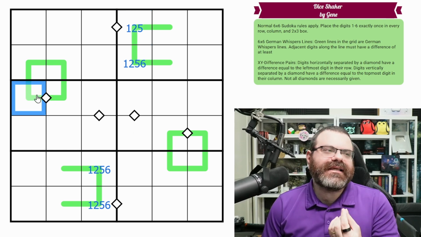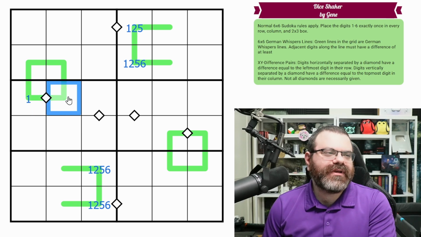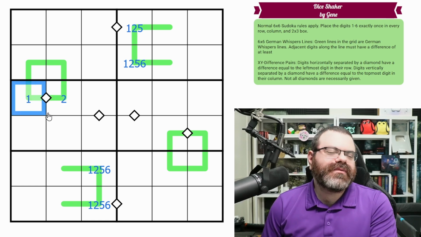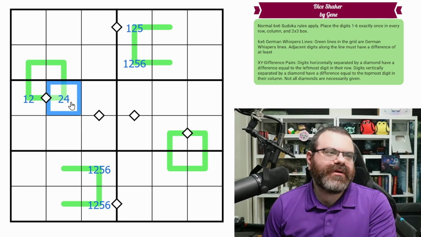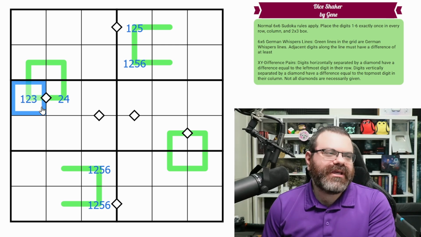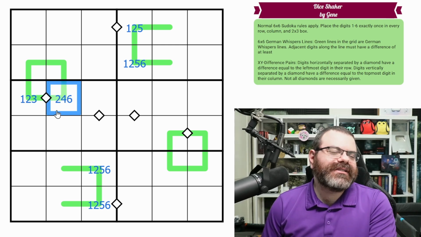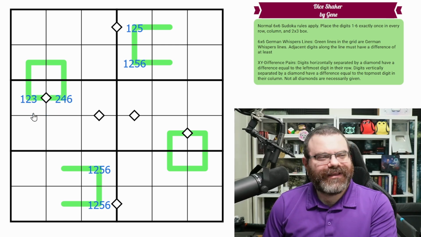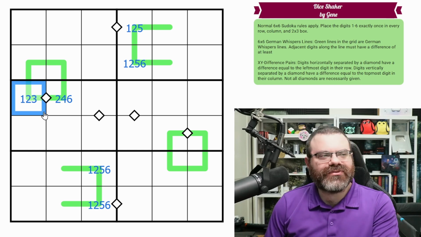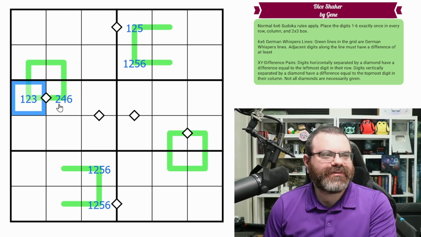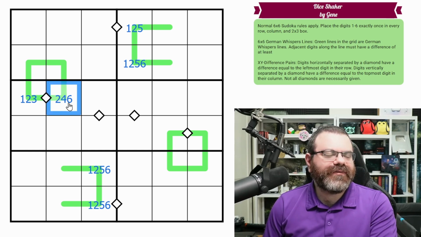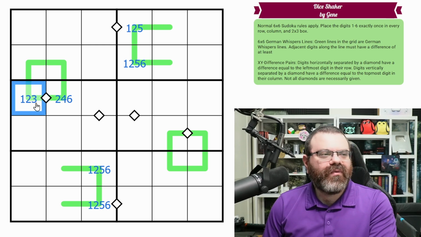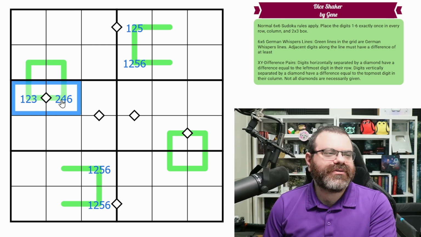Okay, so this is its own difference. So if this was a 1, we have to put a 2 here. If this was a 2, we'd actually have to put a 4 here. If this was a 3, so we're always doubling. So this is a doubler, right? Because we can't subtract ourselves. We'd always end up with 0, so we have to double. So 1, 2, 3 versus 2, 4, 6. Now remember, 1, 2, 3 is low, so we can't actually have another low here. So 1, 2 doesn't work on the German whisper.